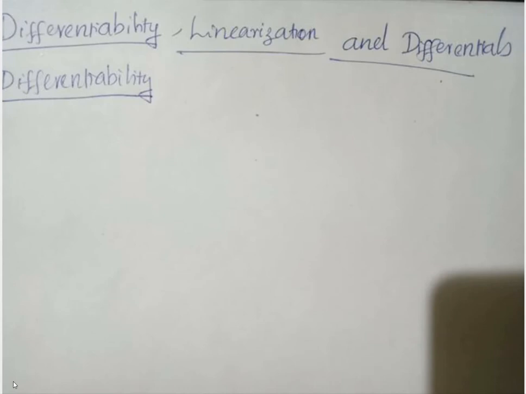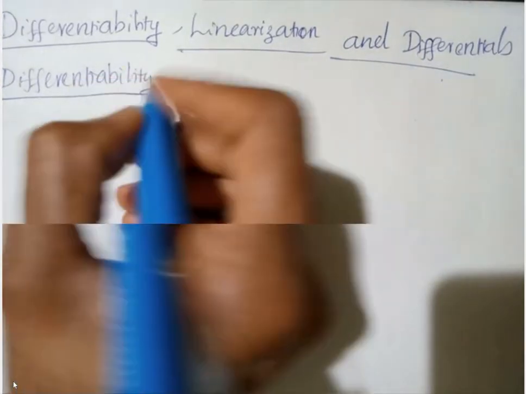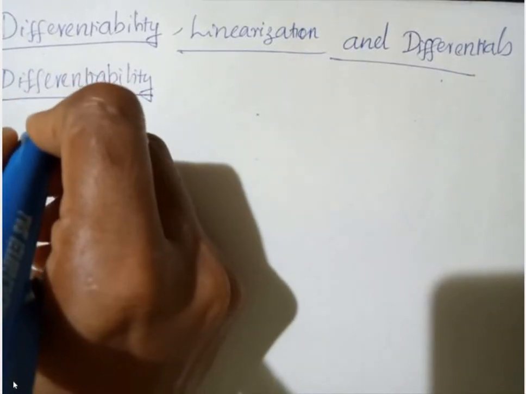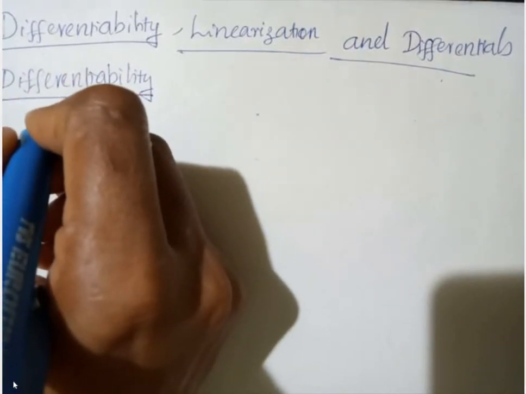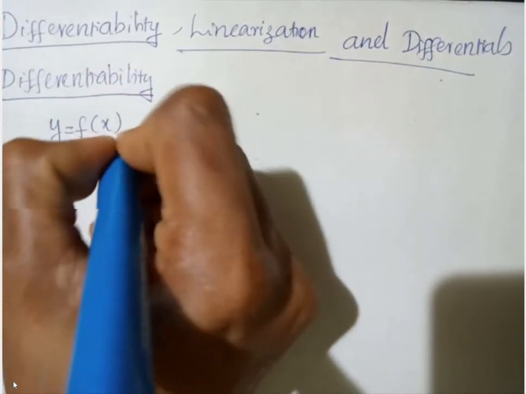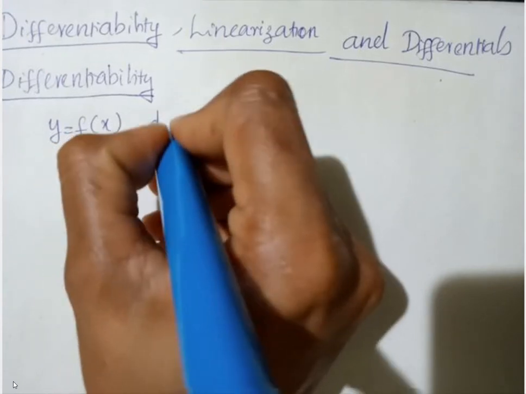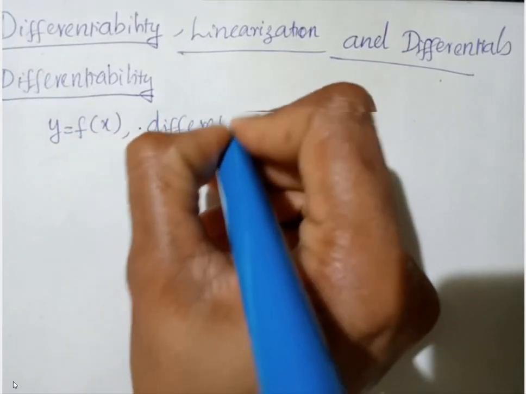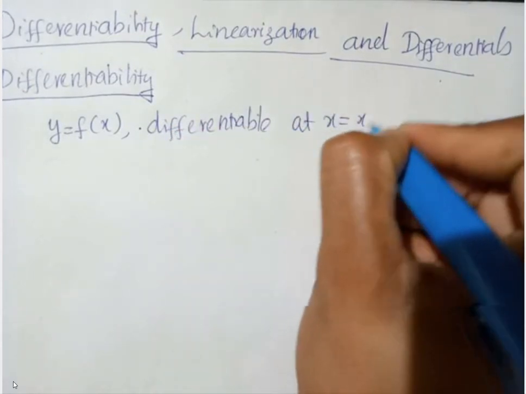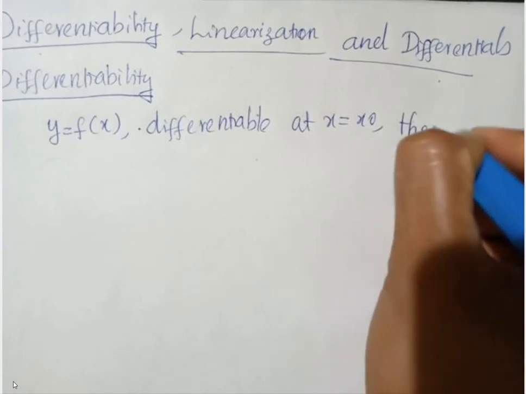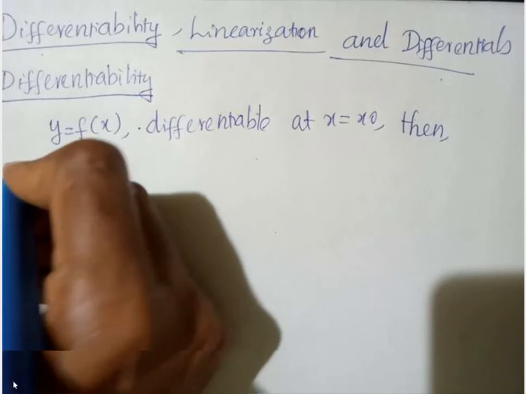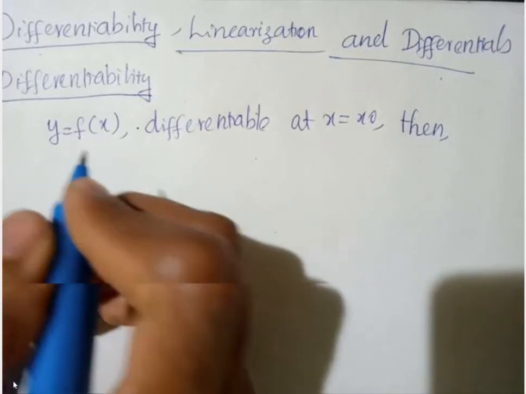In order to define the differentiability of a function of two variables, before that we have to recall the differentiability of one variable. Suppose we have y equal to f of x, a function of one variable. It is differentiable at x equal to x naught. Then we have to recall the definition.